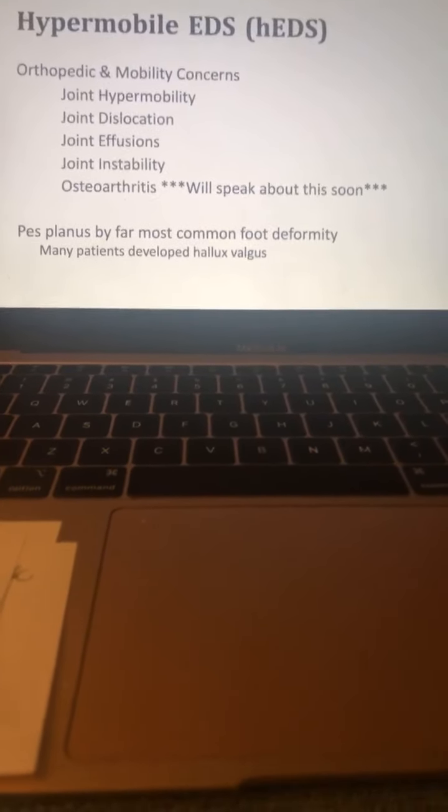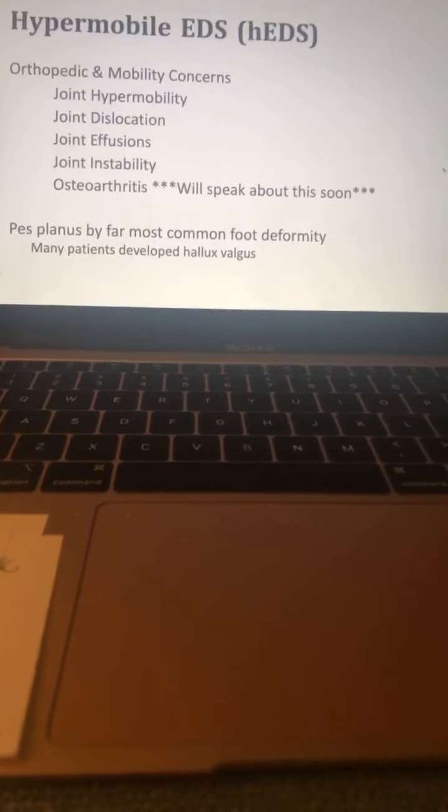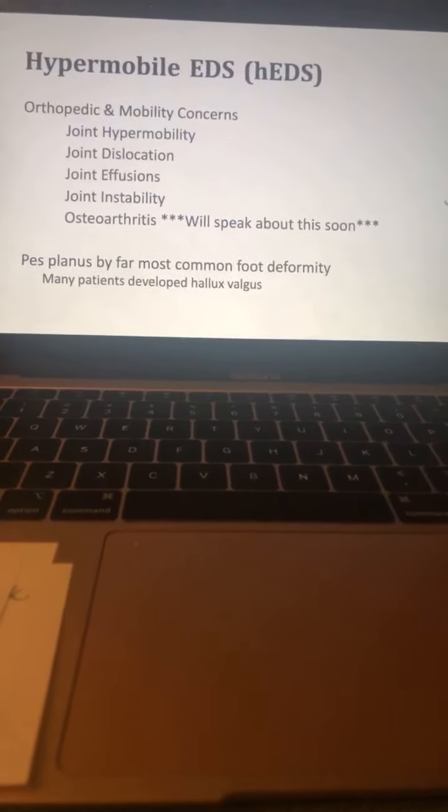You can also get joint instability, which kind of parallels a little bit with hypermobility. And then, of course, you're not on the joint surface the right way. So your risk of osteoarthritis or degenerative joint disease is going to be higher. Now, flat feet, pes planus, is by far one of the most common foot imbalances that you will see associated with EDS and with a lot of hypermobility.